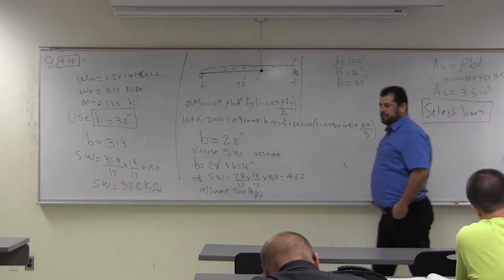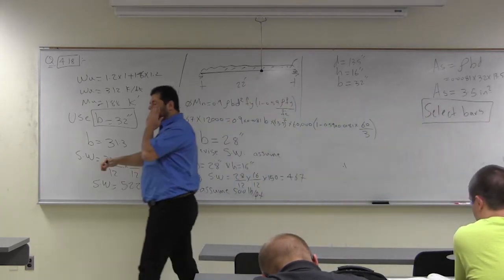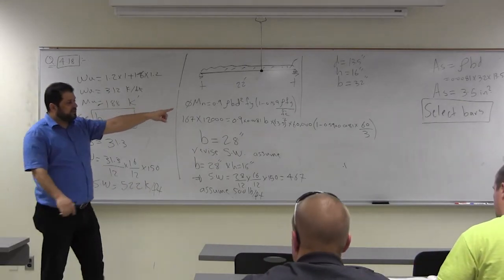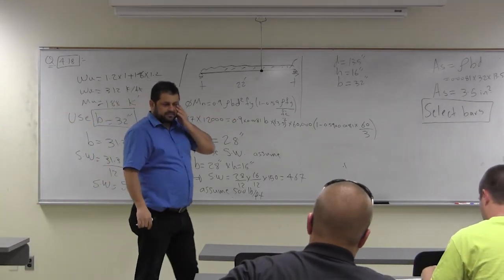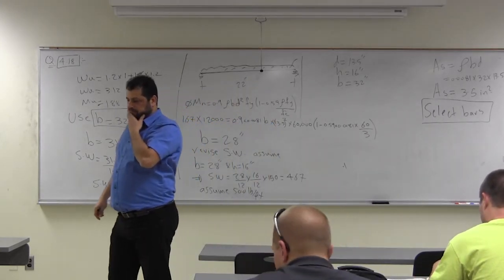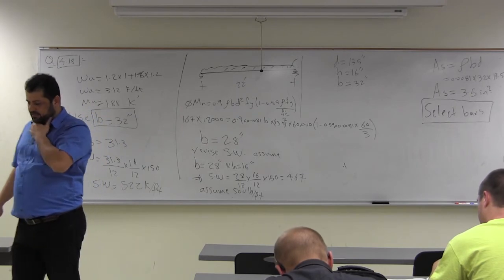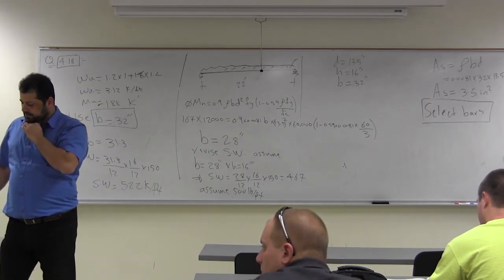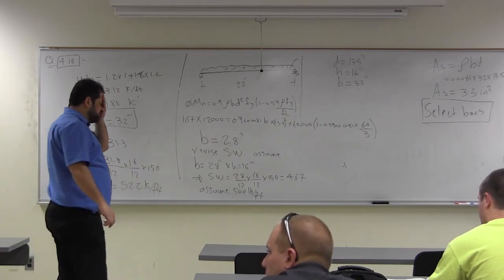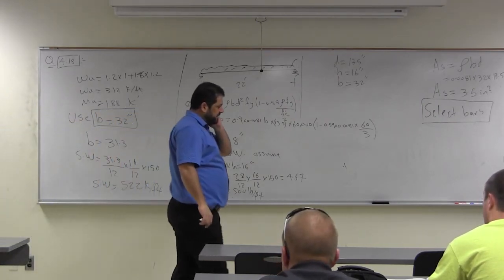Where do you go? Table 8.1 in the appendix. Give me the number of bars that will give me 3.5 inches square. What table is that again? The first table in the appendix. You have the bar diameter, right? So the first table, guys, in the appendix. So next time you bring the design aids with you. Okay?